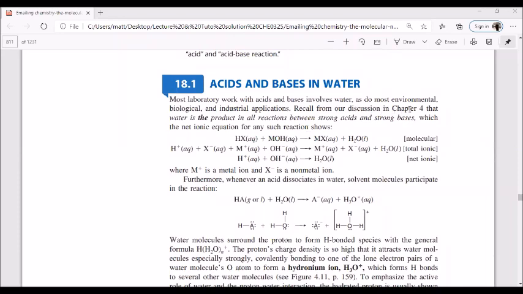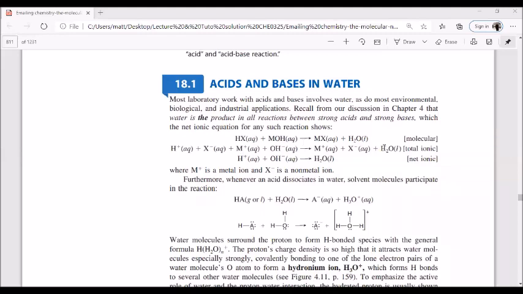In chapter 4, actually, you discussed this already in Chemistry 1. Chapter 4 in this book. Water is the product in all reactions between strong acid and strong base. Okay, all reactions between acid and base produce water as a product. We can see the net equation here. If we look at the equation, HX stands for acid and MOH stands for base. Then as the reaction occurs, MX forms. So MX is the salt, and water. So water is the product in all reactions between strong acid and strong base.